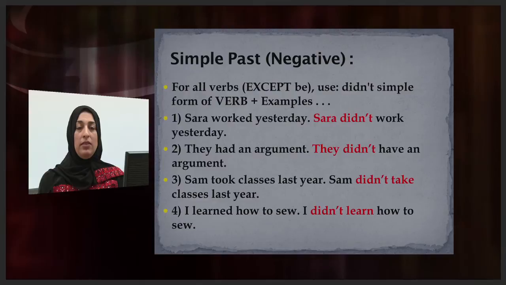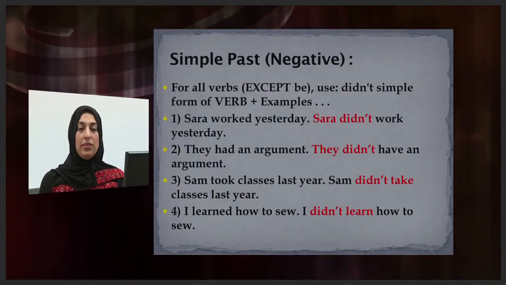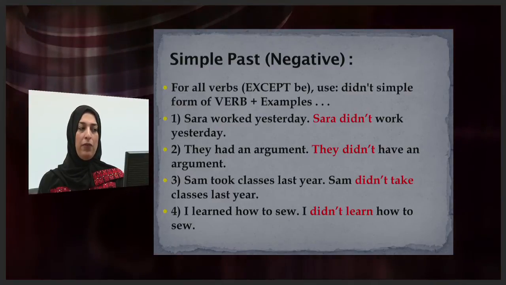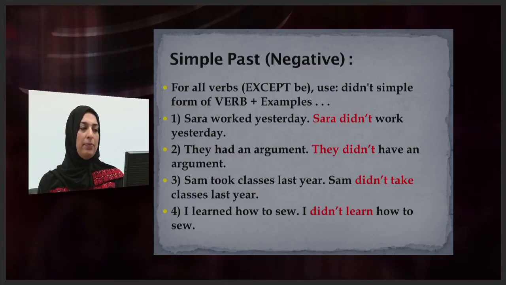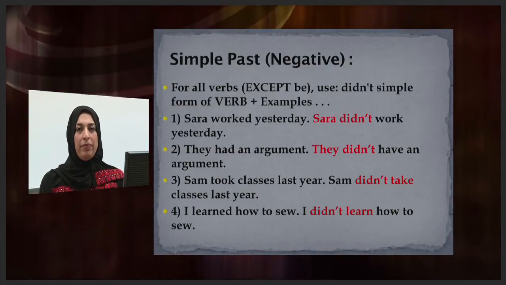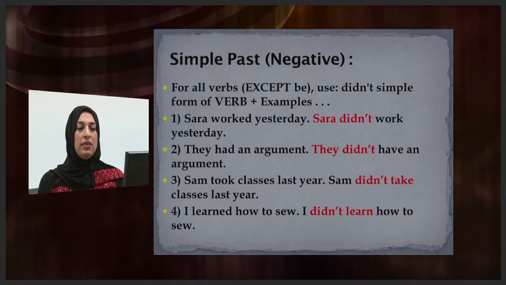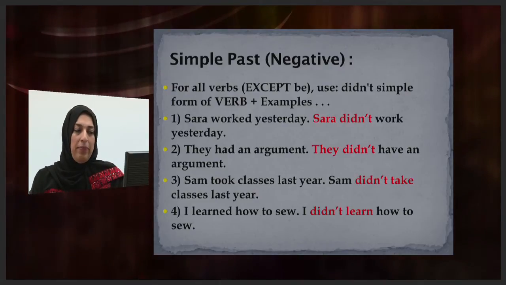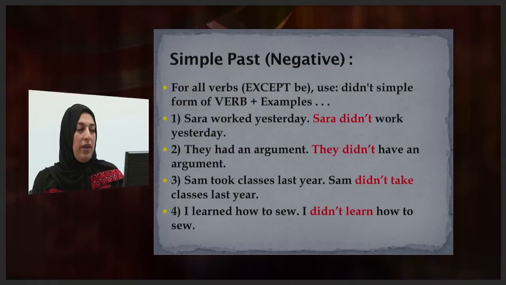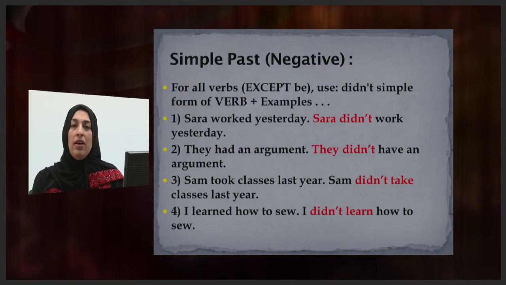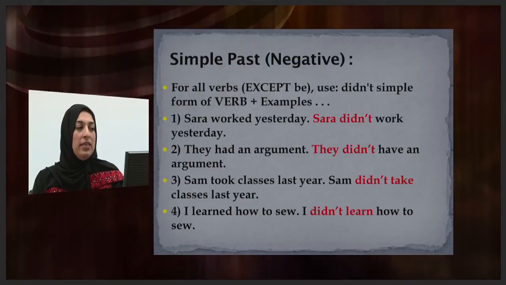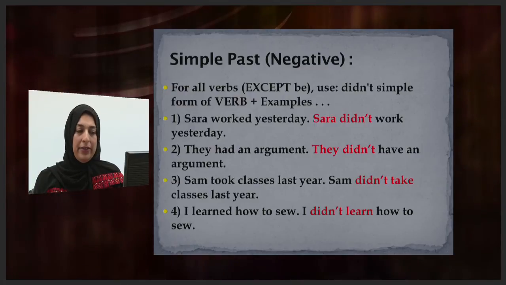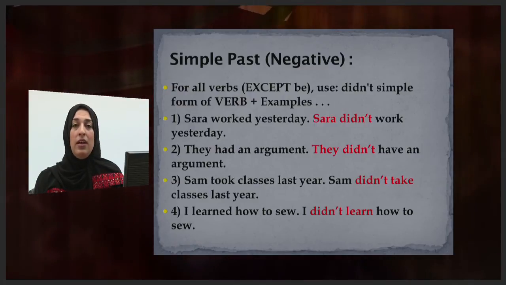For the simple past in the negative form, for all verbs except the verb to be, we should use didn't plus the simple form of the verb. Examples. Sarah worked yesterday. The negative form of this is Sarah didn't work yesterday. They had an argument. They didn't have an argument. Here you should notice that after didn't, we use the simple form of the verb. Sam took classes last year. Sam didn't take classes last year.